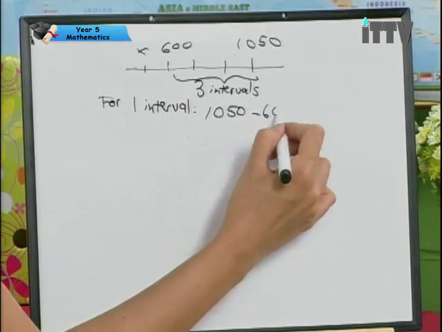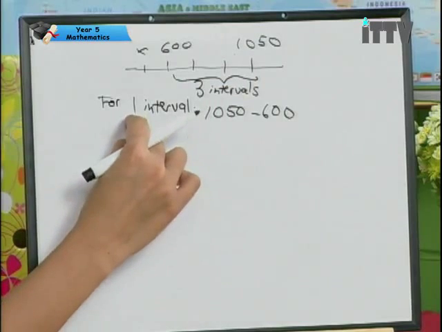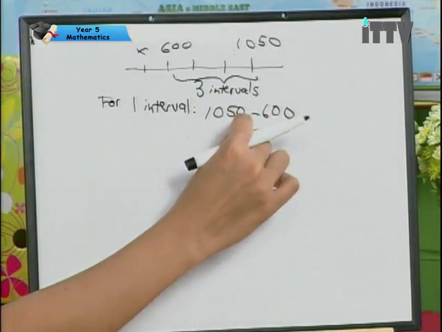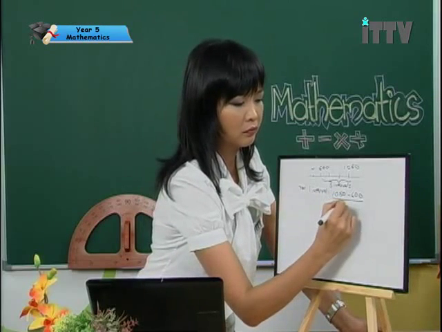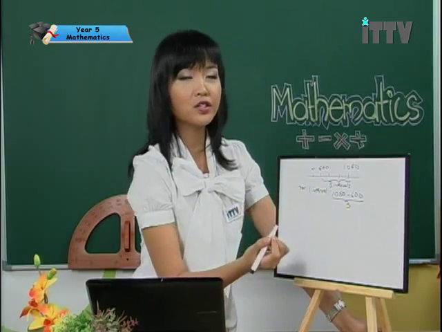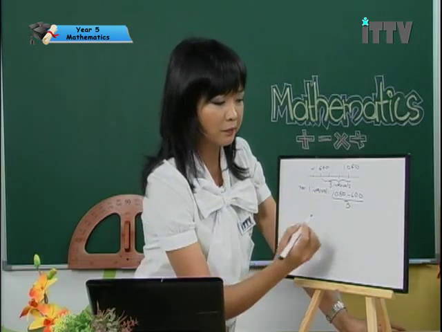1050 minus 600, which is for these 3 intervals. Now I want to get one interval, so I will divide the difference by 3. That should give me the amount for one interval. Now let's solve this first.